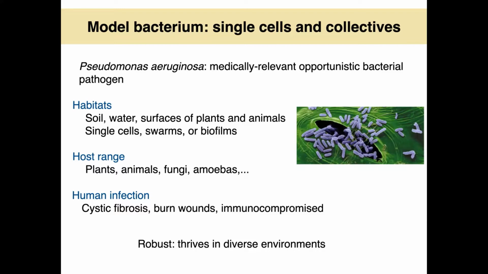Okay, so the bacterium that we're interested in studying, and if you have a question, please just interrupt me, is Pseudomonas aeruginosa. This is something that is ubiquitous. It's in the dirt, we spread it around. It's medically relevant and it's opportunistic. So this is something that's everywhere in the environment: soil, water, on the surface of plants and animals. And they can be found as either single cells, or in these large swarms that go up to 10 to the ninth or more bacteria in one collective. They infect all these different types of hosts and cause a lot of human diseases.